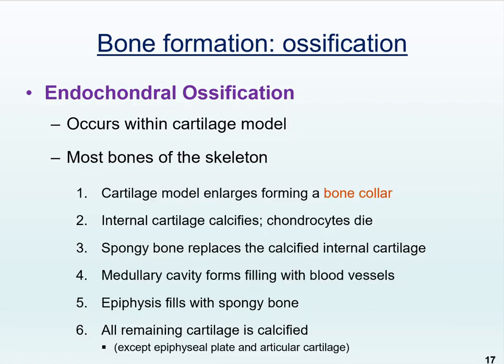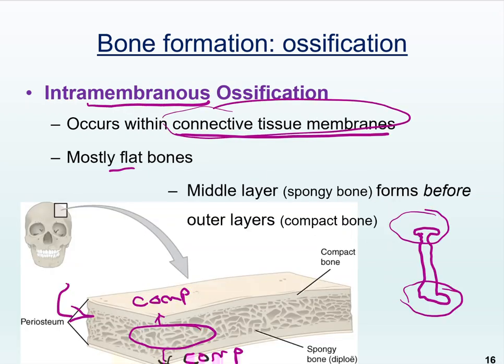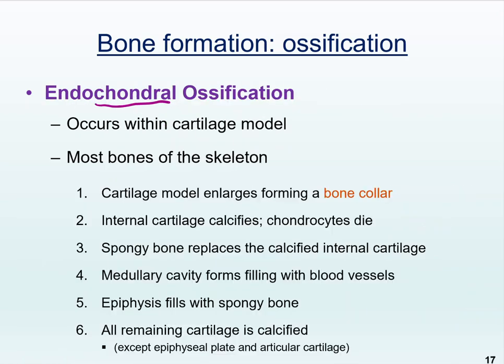Endochondral ossification is what is made in long bones. It's how long bones are developed. Chondral refers to cartilage. So instead of using a connective tissue membrane like you did in intramembranous ossification, you're going to use what is called a cartilage model. Most of the bones of the skeleton are made through endochondral ossification. First, cartilage is laid down in a pattern called a bone collar. Then the internal cartilage calcifies.